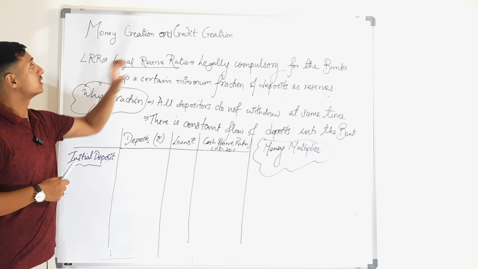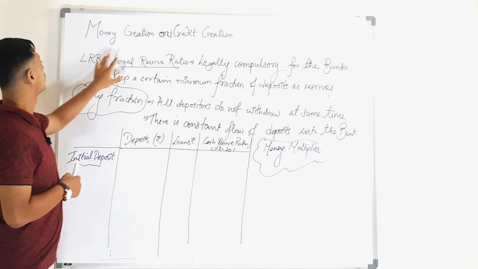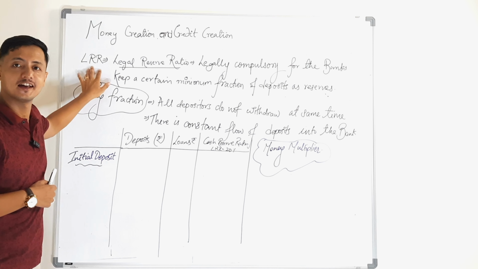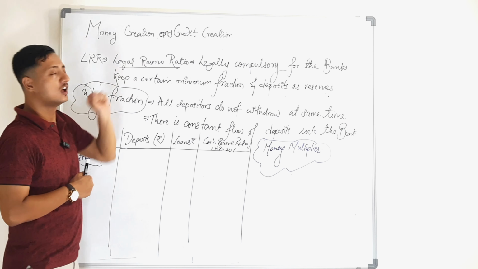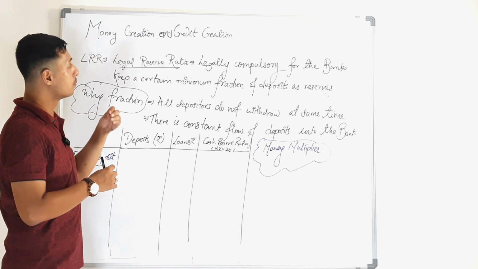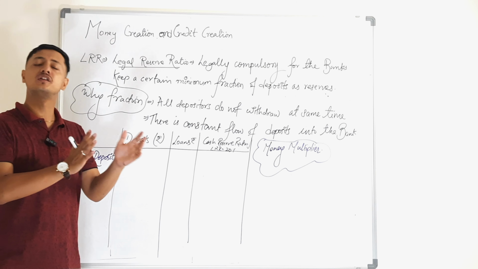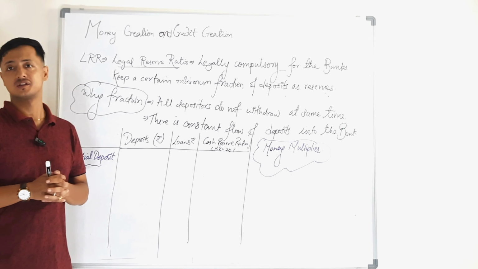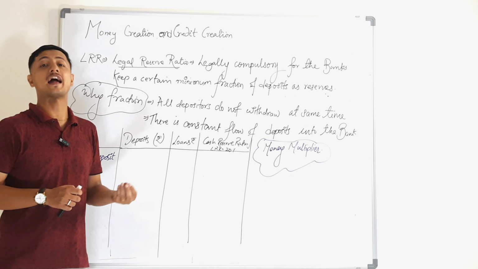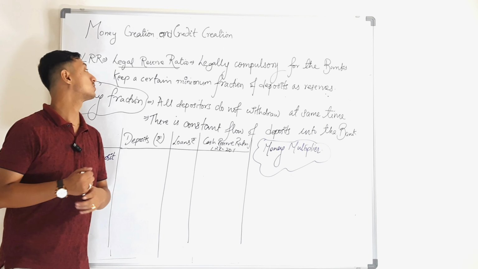Now, before we start the topic directly, we will be looking at what LRR is. It's not RRR, it's LRR. Okay? It's legal reserve ratio. Now every bank has to legally or compulsorily keep a certain fraction of the deposits as reserves. Okay, it's mandatory for the commercial banks to keep a certain fraction of their deposits as reserves for prudential norms, of course, right?